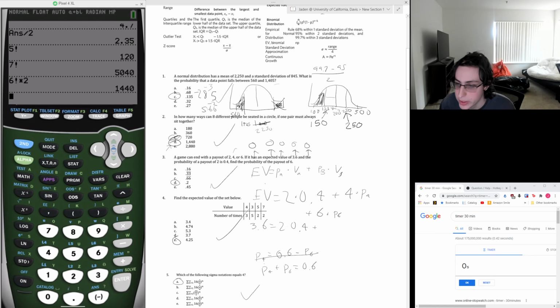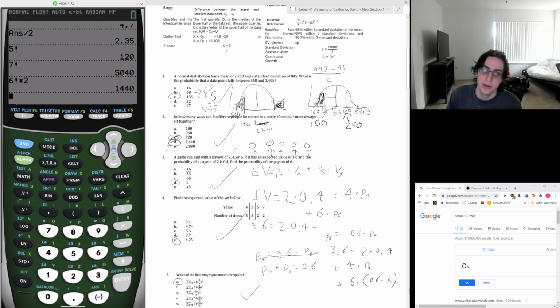So we can substitute out one of these. We ideally want to solve for the probability of 6. So we say P6 equals 0.6 minus P4. So we get 3.6 equals 2 times 0.4 plus 4 times the probability of 4 plus 6 times (0.6 minus the probability of 4).